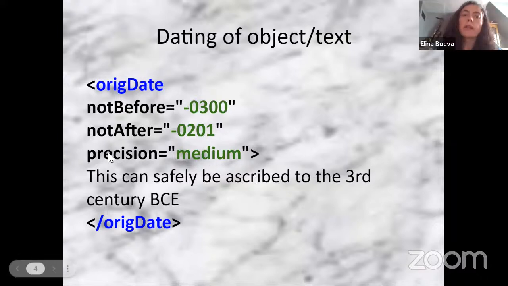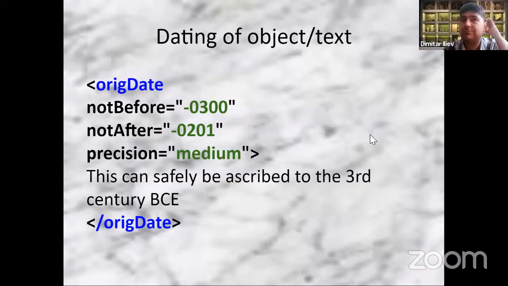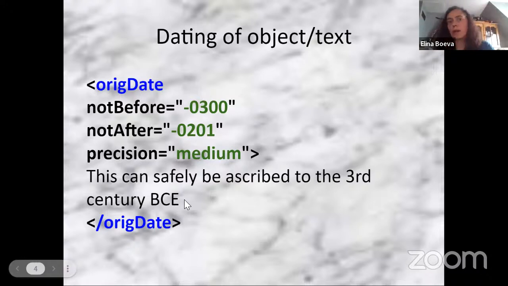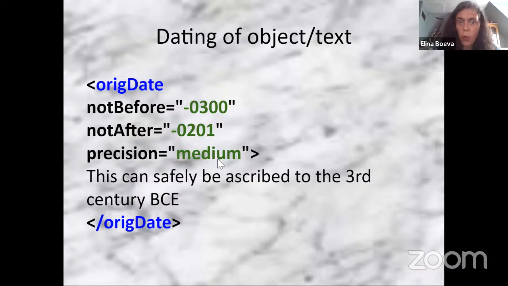Yep. So that is exactly what I was going to say. Precision low would give you a c dot standing for circa, this period. So we are not sure, but around this period is when this monument should be dated. Forget about precision medium, just use the precision low. When you're not certain about something, you use precision low.